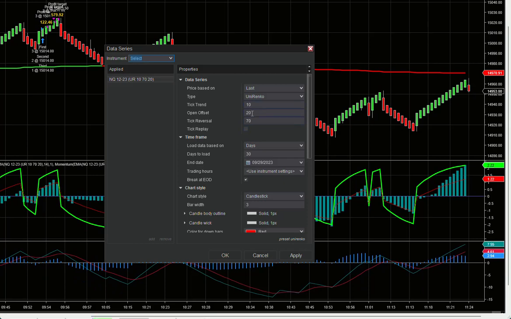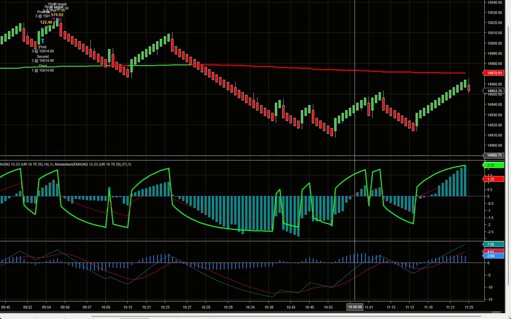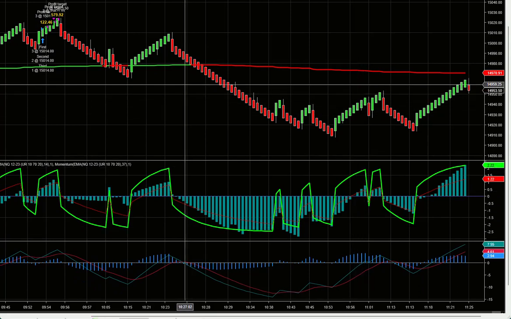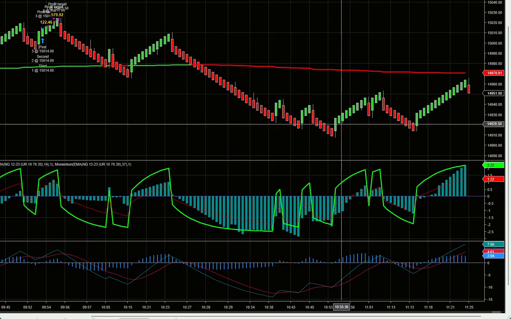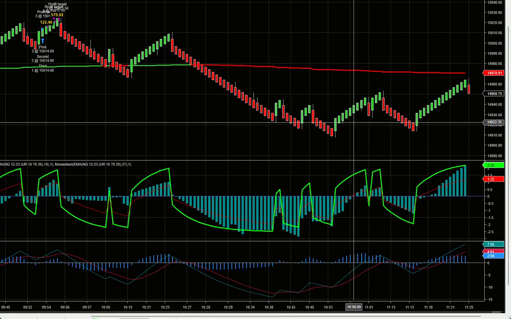The 10, 20, 70 means the reversal bar, which you see right here, will have to exceed 70 ticks. And the open offset, that's 20 ticks, which is right here from open to the middle part of this bar, and plus 10 tick trend. So this bar, after the reversal bar, has 30 ticks in it. So that's what this Unirenko bar type is. Because NQ is a very active instrument, the bar type is set this way to produce better trends that I wanted to look at.